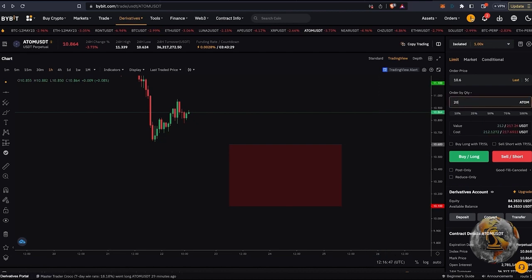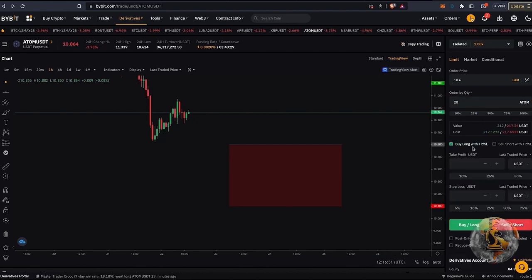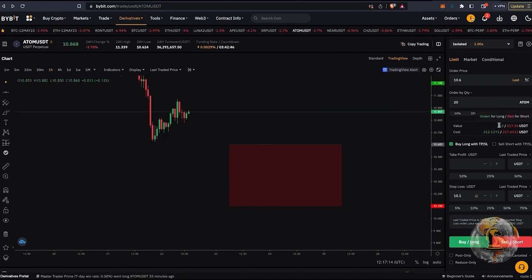We know we need 20 Atom. Now we put a stop loss at 10.10 and we make sure that we're doing things right. We put that in, we look at the automatic calculator, which says your expected loss will be $10. Perfect. So we know that's working. Now we look at the value. It's 212. See the green? Green for long, red for short. We're going long. 212. Perfect. Everything's going great so far. We're currently setting up our trade well.